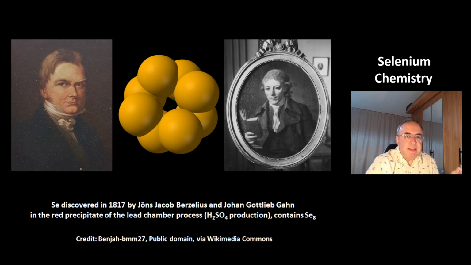Selenium was discovered in 1817 by Jöns Jakob Berzelius, that's the gentleman at the left, and Johann Gottlieb Gahn, the man at the right. They found it in a red precipitate of the lead chamber process, which is the process to make sulfuric acid, H2SO4. And this red precipitate contains selenium molecules, for example, the molecule Se8.